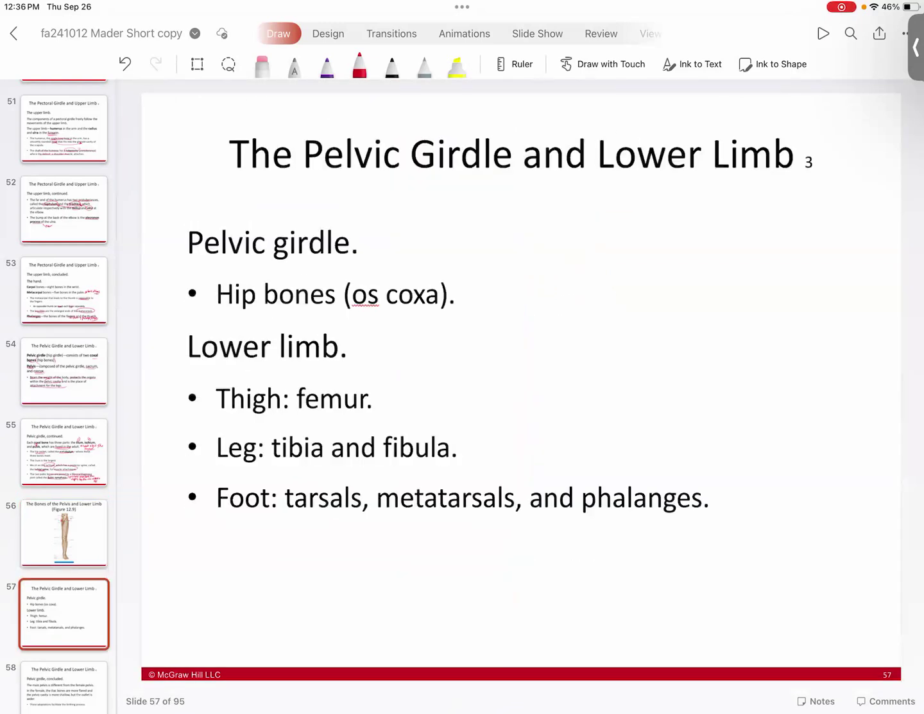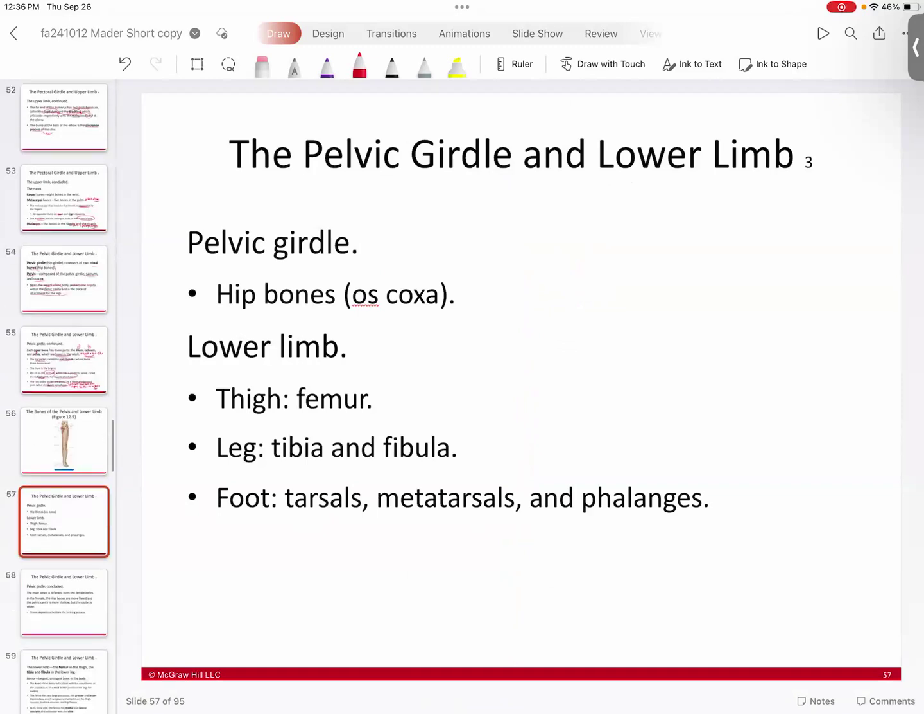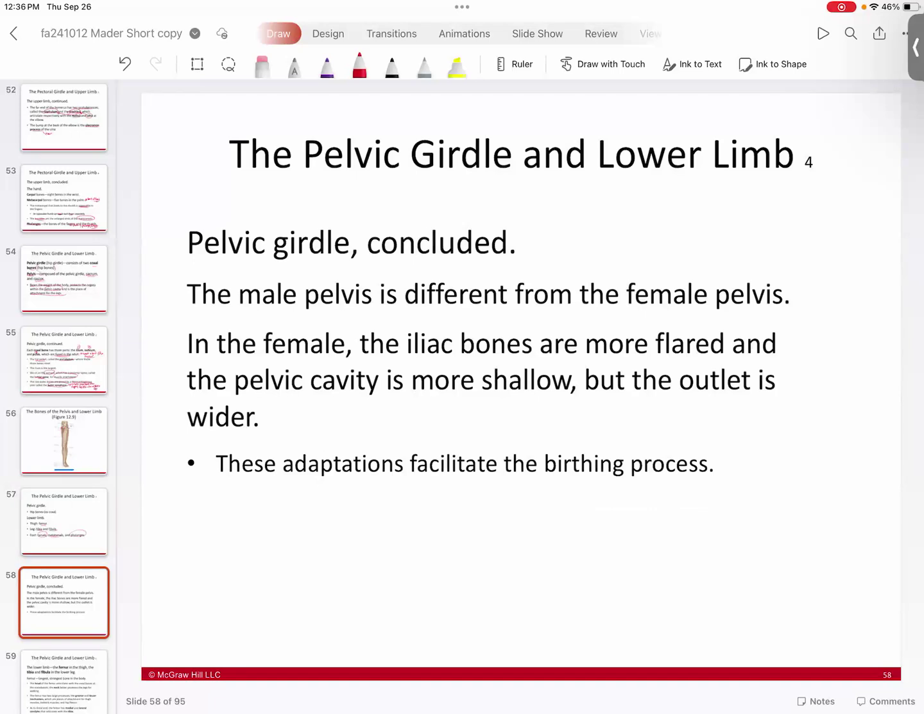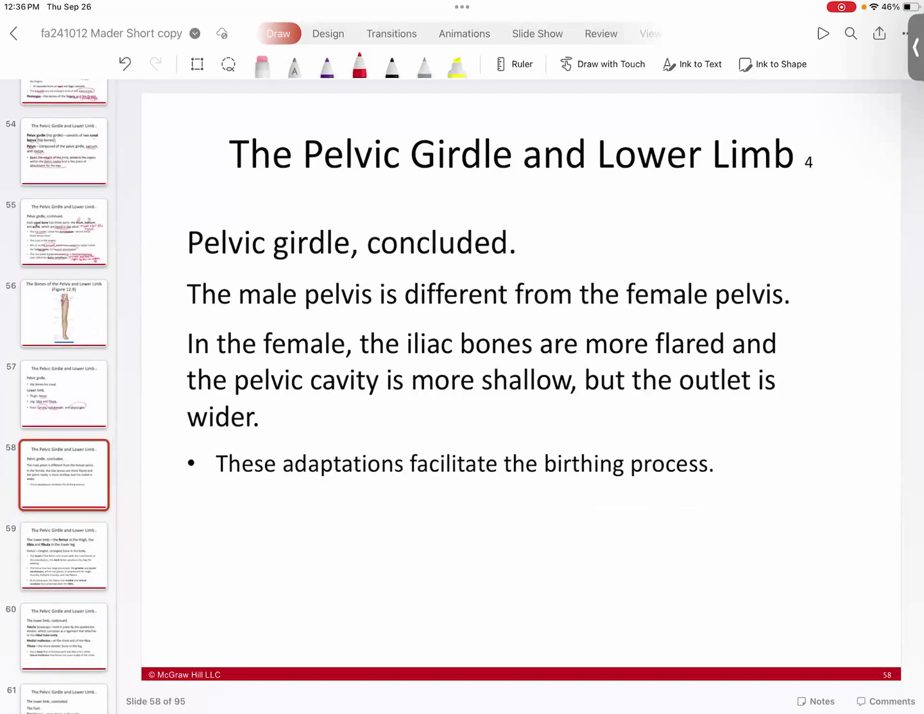Now, let's take a look as we get down to the lower limb portion. We first move to the thigh, which is the femur, and then the lower leg, which is the tibia and the fibula. And then the foot is composed of the tarsals, the metatarsals, which are the arch bones, and the phalanges, which are the toe bones. The tarsals are your ankle bones. And when you take a look at each of these, we'll see these in our image.